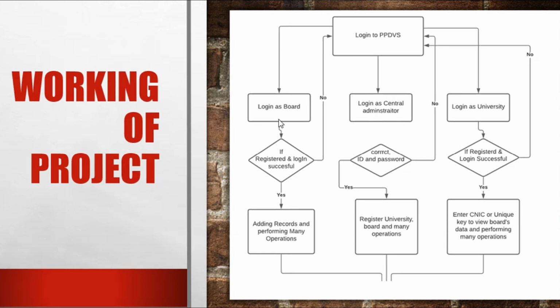This is the flowchart of our project, in which we have three main fields. We can log in as a board, we can log in as central administration, and we can log in as a university. The main work of the central administrator is to register universities, to register boards, and to perform some operations related to central administration. The main work of the board is to register the student, and the main role of the university is only to check and verify the student record which was updated or added by the board.